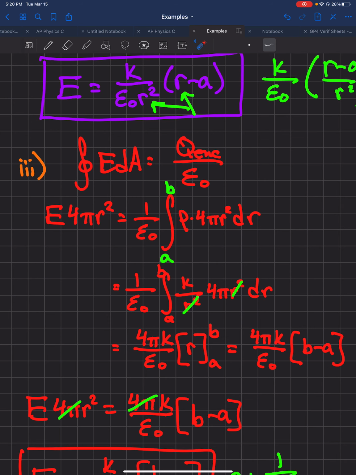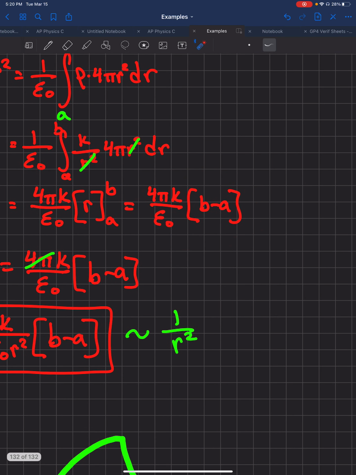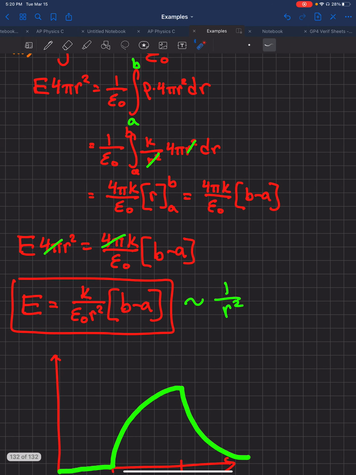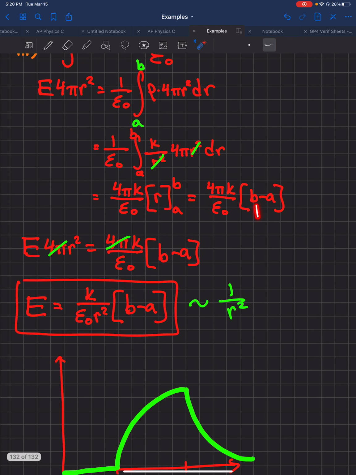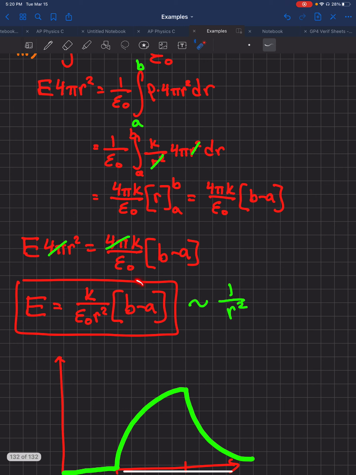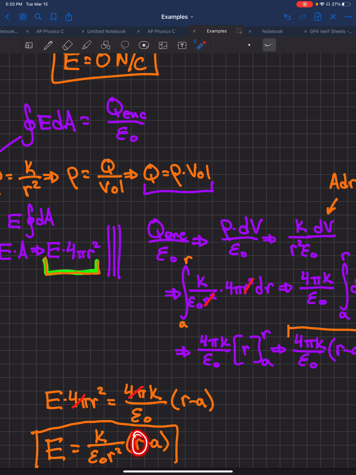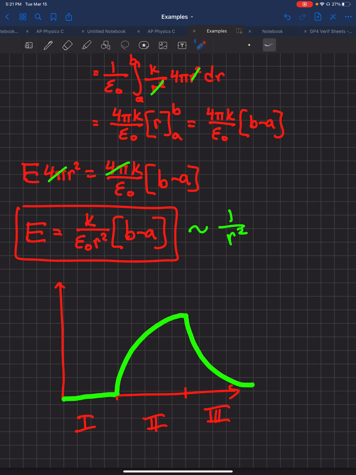You can go through the work yourself, but you'll end up with an almost identical solution. The only difference is that instead of having R there, it's just B. So when you set those two sides equal to each other, you'll get this as your answer for the electric field. Notice, again, it's identical to what we had before, except this R is now a B. And that's it. You found the electric field in all three regions.